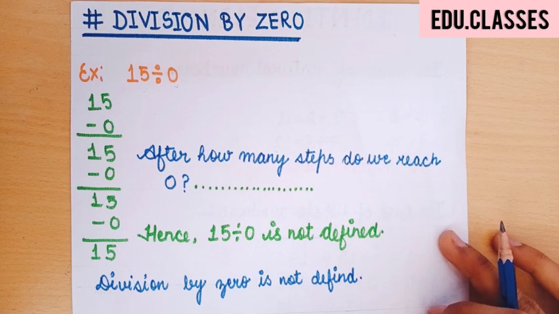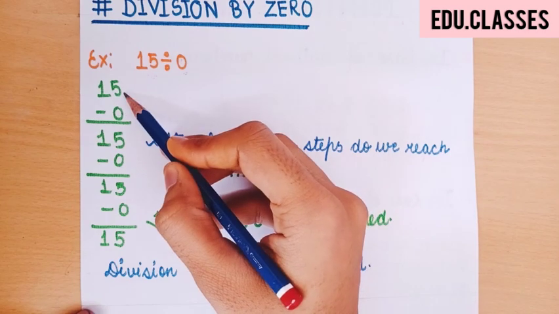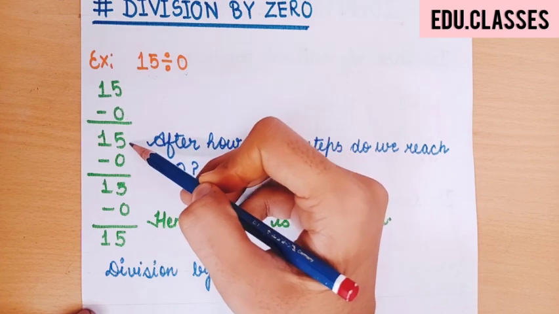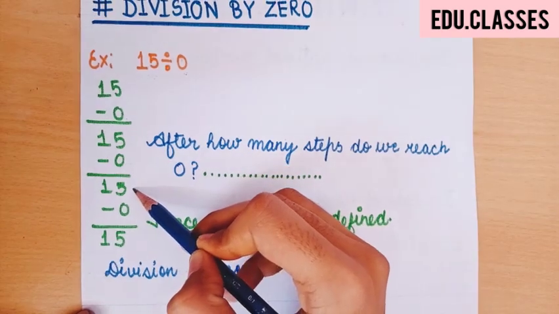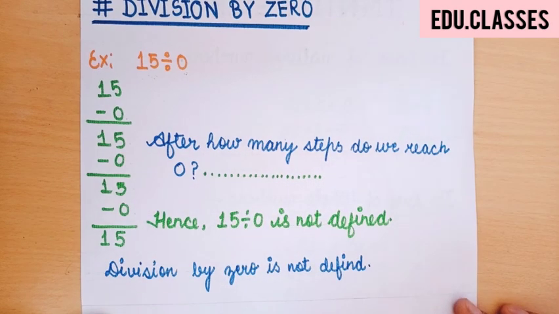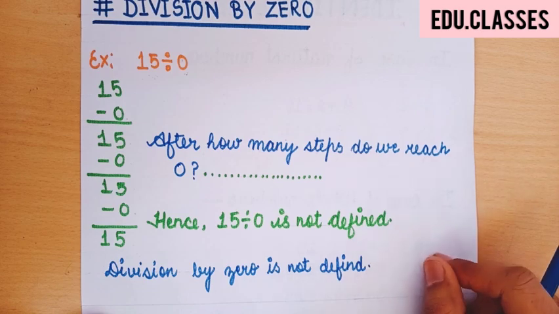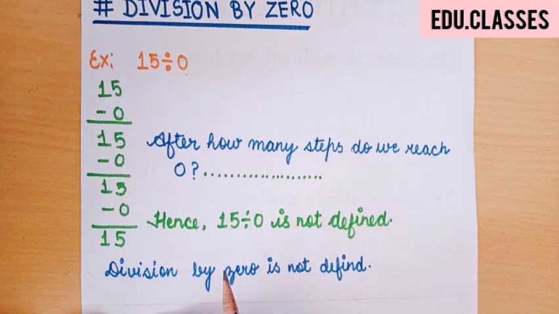Let's proceed with this process. I will subtract 0 consecutively from the number 15. Now 15 minus 0, I get 15, and again I subtract 0, and again I get 15. Suppose one more time I subtract 0 from 15, so again I get 15. Now the question is, after how many steps do we reach 0? Because when our answer comes to 0, our process of repeated subtraction ends.